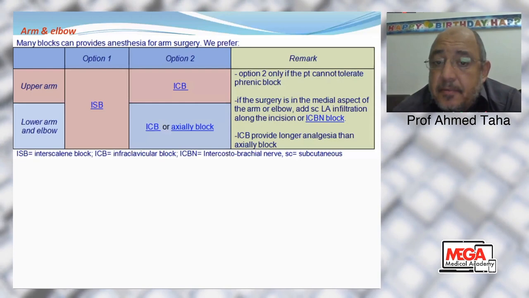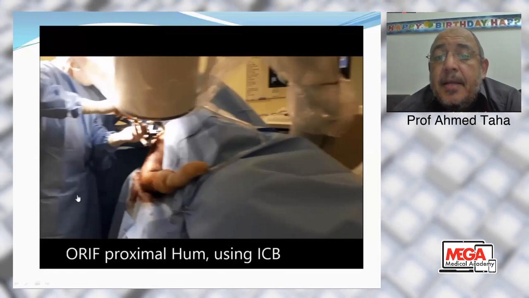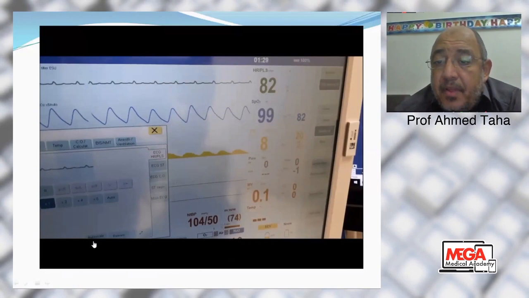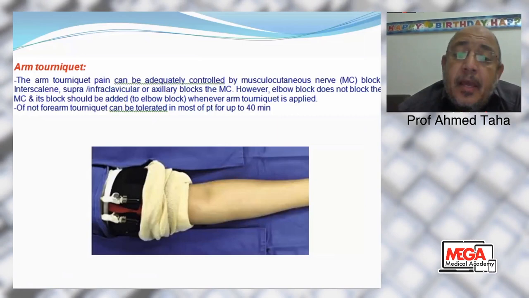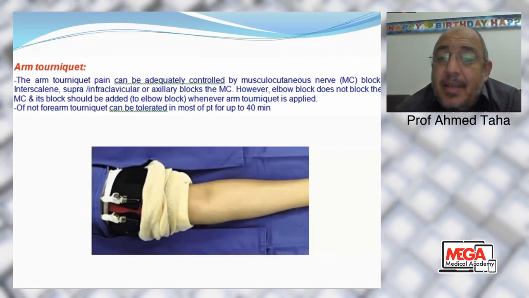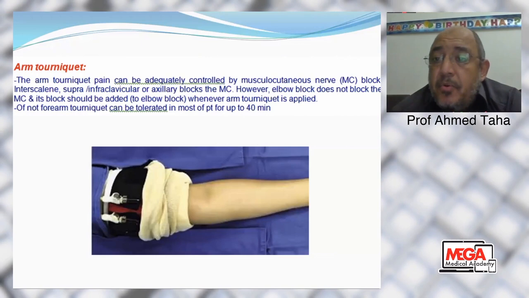In this video, we have a patient with COPD, and we gave her an infraclavicular block for ORIF of the humerus. Arm tourniquet is an important point. The arm tourniquet causes ischemic pain of the muscles of the arm, mainly the anterior muscles, which are supplied by the musculocutaneous nerve. So if you block the musculocutaneous, you'll block the arm tourniquet pain.